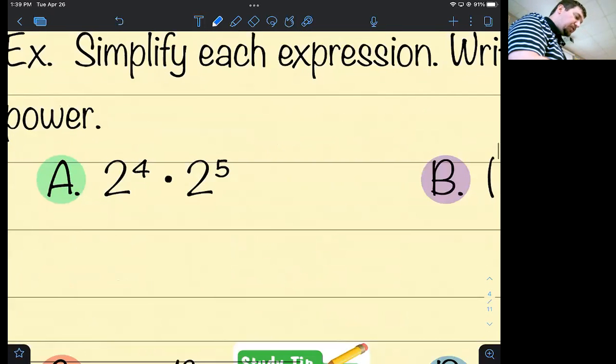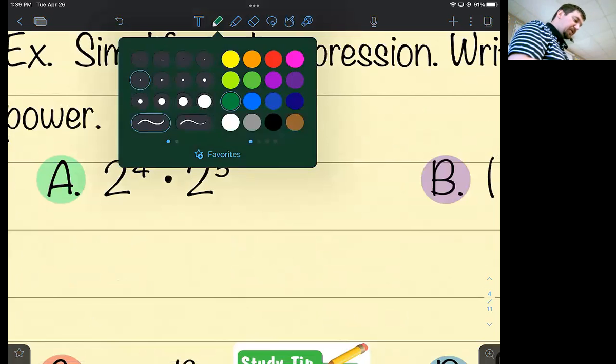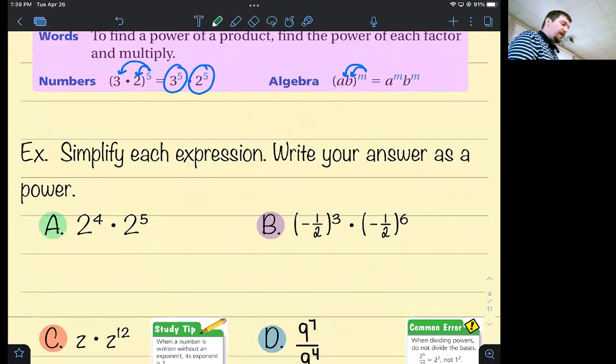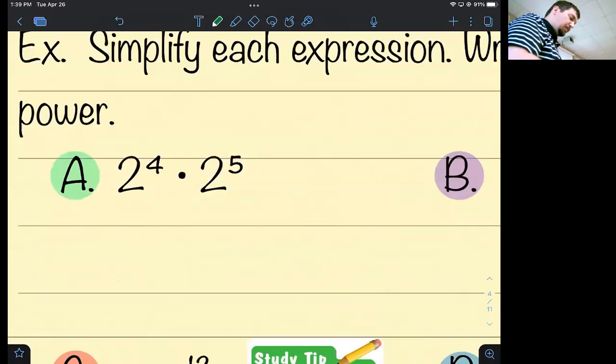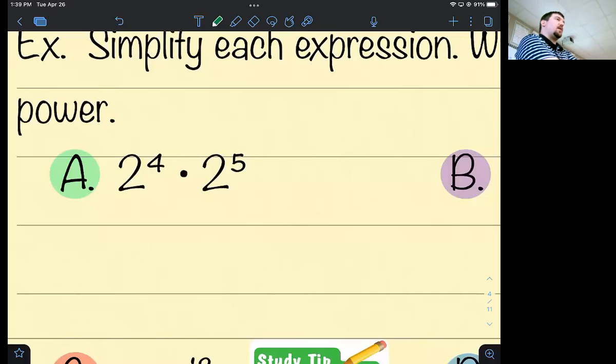All right. So 2 to the 4th times 2 to the 5th. The instructions say simplify each expression and write our answer as a power. So they don't want us to actually evaluate this. I'm not going to get an answer like 12,237. I'm going to actually write it as a power. So what do I do when I'm multiplying 2 powers that have the same base together? What do I do here, Owen? Add the exponents, that's right. And what would that give us as our final answer then? 2 to the 9th. Nice job.